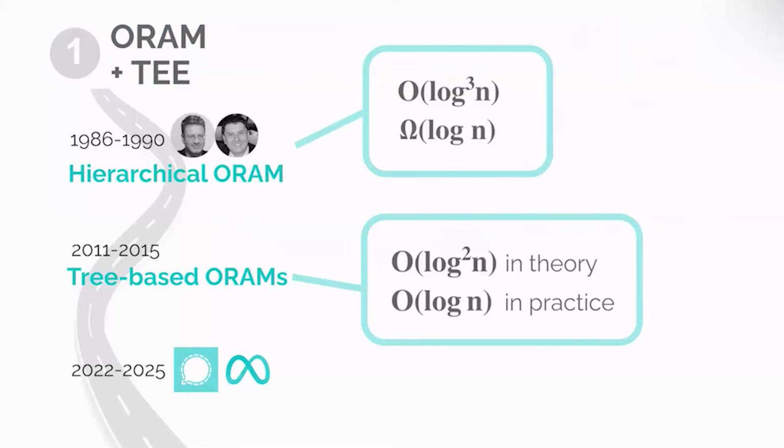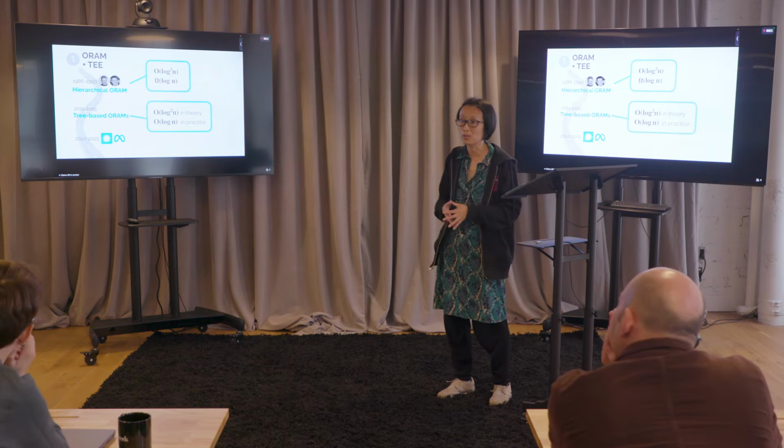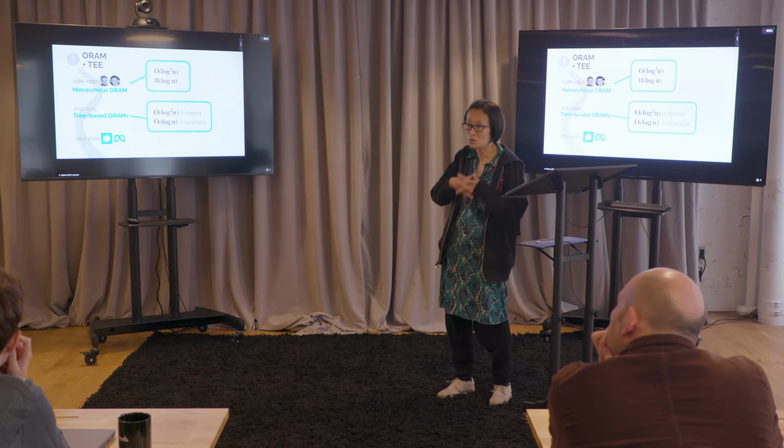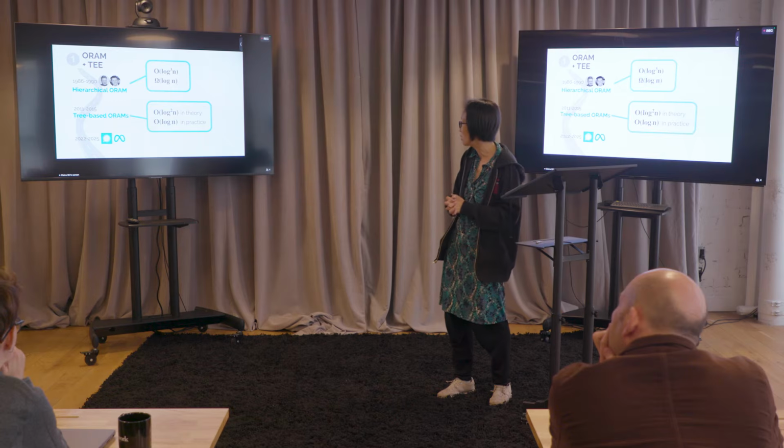I will start with a little bit of history, how we actually got here. At the very beginning, in around 1986, hierarchical ORAM was proposed by Goldreich and Ostrovsky. It achieves log cubed n overhead, where n is the data size. They also proved a lower bound that any ORAM scheme must suffer from logarithmic overhead. Then there was a line of work that tried to optimize hierarchical ORAM, and there was a paradigm shift around 2011. We proposed a new paradigm called tree-based ORAM, which are extremely simple schemes, and this is the kind of scheme I will tell you about.